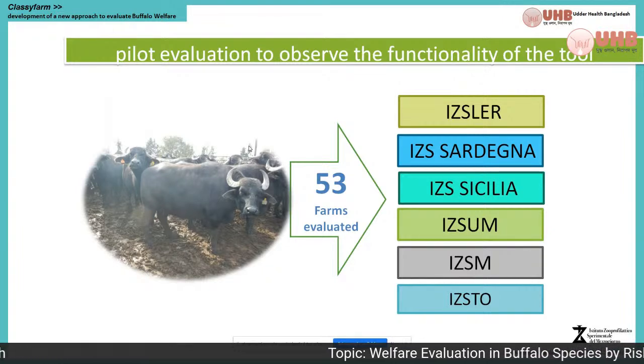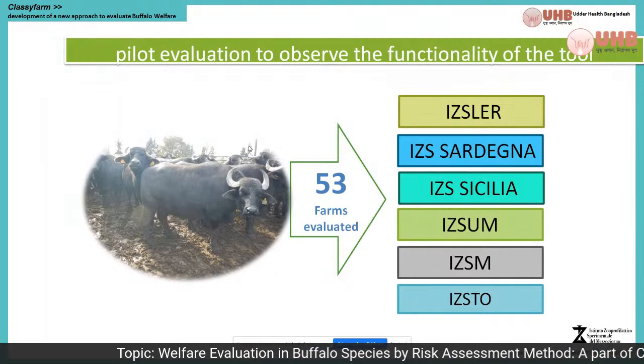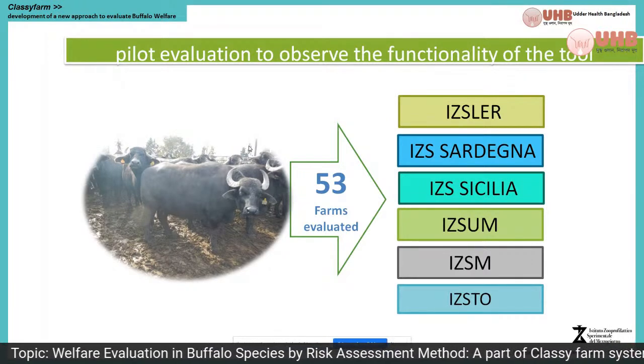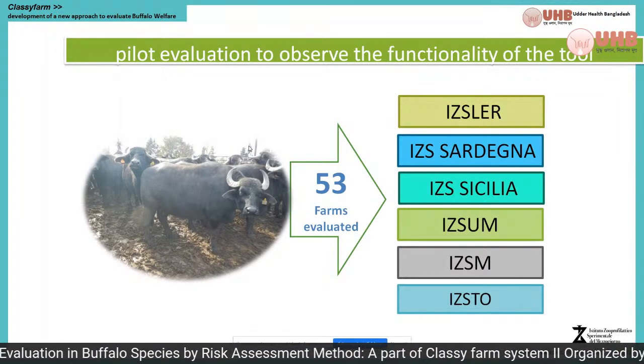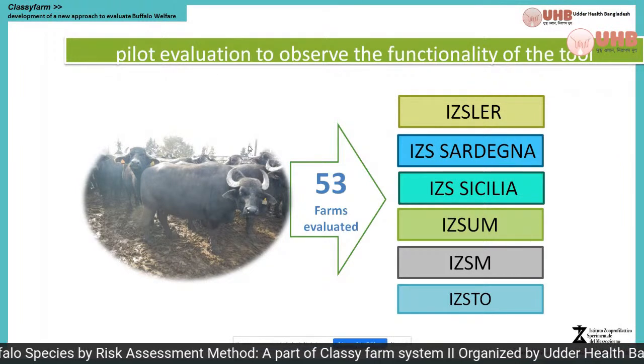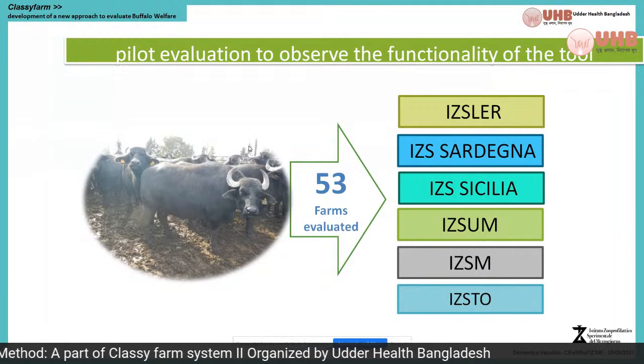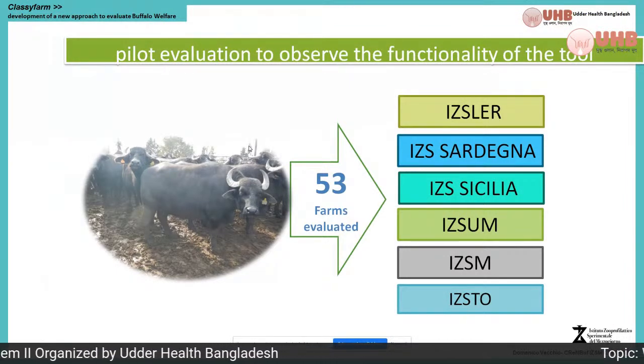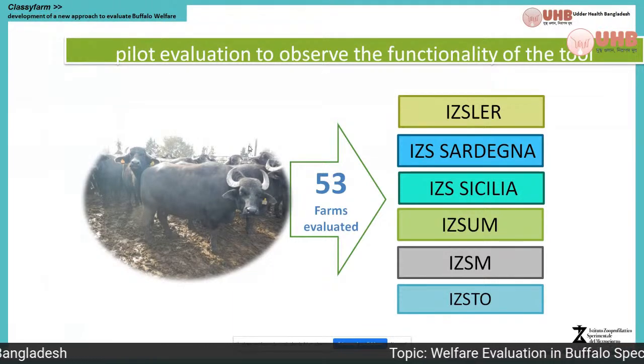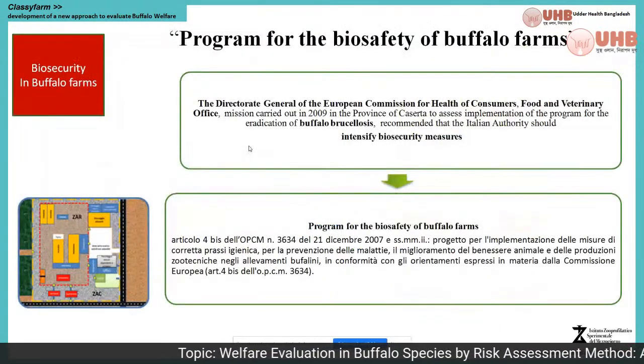Previously, within the project, we performed a Cohen's kappa test to evaluate the concordance value and a pilot evaluation to observe the functionality of the tool. We have evaluated 53 farms. The checklist was completed in an average of 2 hours, more or less, or 3 hours, sorry. The herds evaluated consisted of an average of 500 animals, more or less.